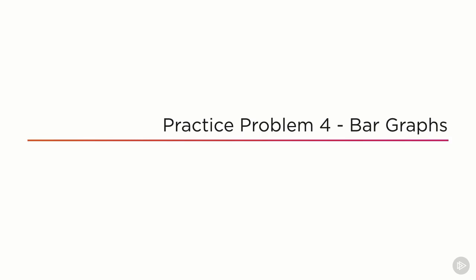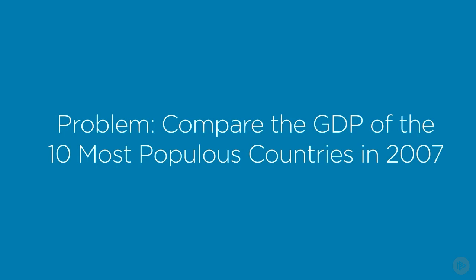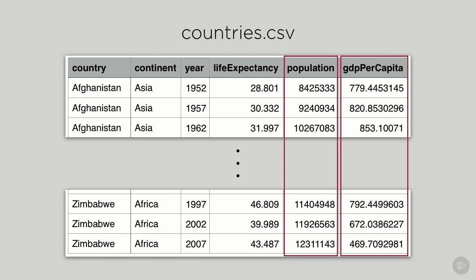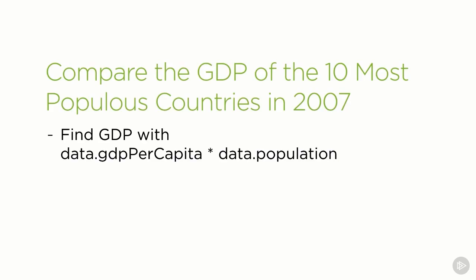Here's a problem for practicing what you've learned in this module so far. The problem is, compare the GDP of the 10 most populous countries in 2007. For this problem, remember that you can find the GDP of each country by multiplying the population column with the GDP per capita column. To do that, you can write data.gdp_per_capita times data.population, assuming that countries.csv has already been imported into the variable called data as a pandas data frame.